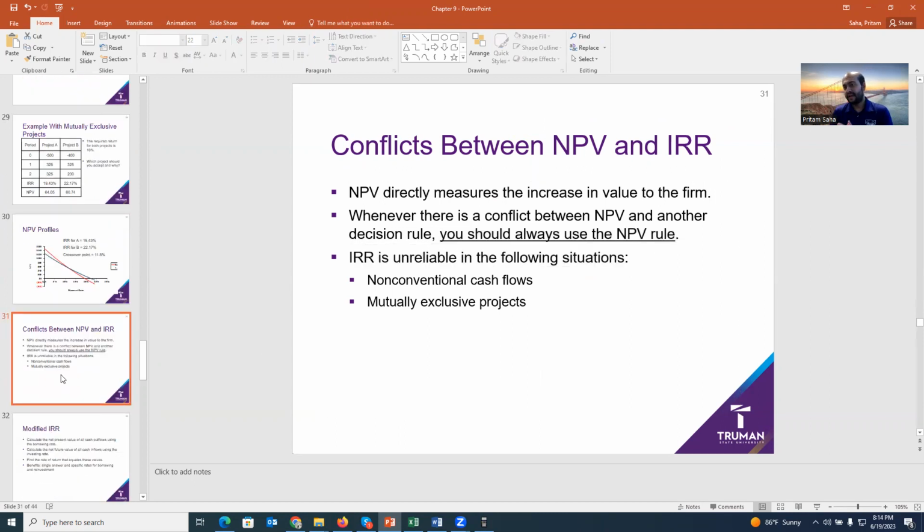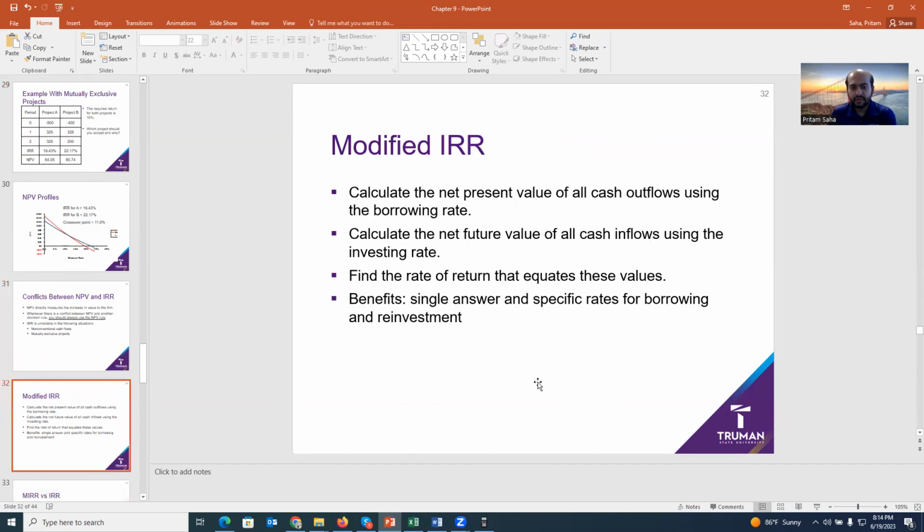Now, NPV versus IRR. A conflict could happen in two different situations: non-conventional cash flows and mutually exclusive projects. If these are the situations, follow NPV, not IRR. But for non-conventional cash flows, there is an approximate way to fix the problem, called modified IRR. This is a way of fixing the problem so that we do not end up with two IRRs. We should end up with one IRR.